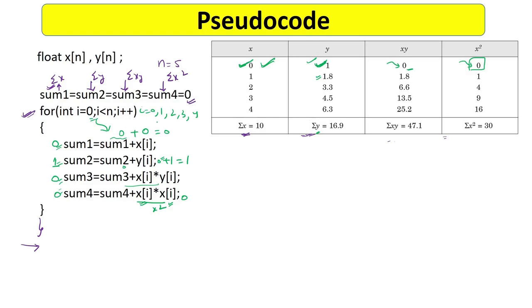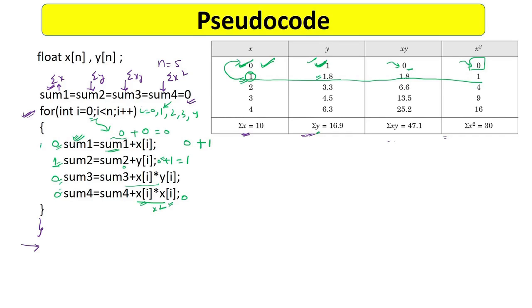In the next iteration, you can understand that I is 1, so now I will be using these values. First I have to find the summation of x. For that I have to add this one to the previous sum. The previous sum is stored in sum 1, so previous answer is 0 plus xi, that means this, so this will be 1.